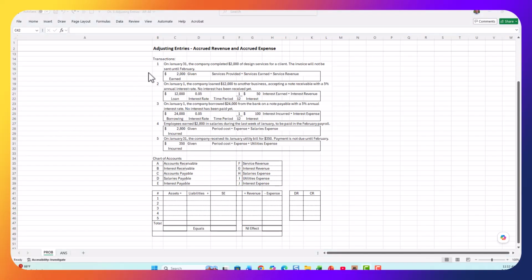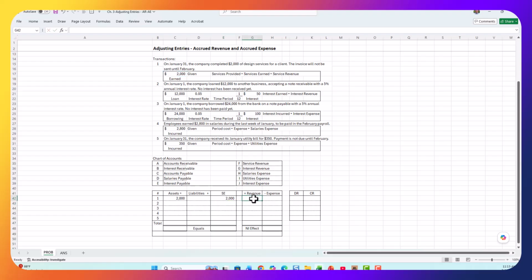Let's start with accrued revenue. On January 31st, the company completed $2,000 of design services for a client. The invoice will not be sent out until February. The work is done. The company earned this $2,000 in January, but no bill and no cash yet. We create a receivable here. The client owes $2,000 and service revenue increases right along with it.